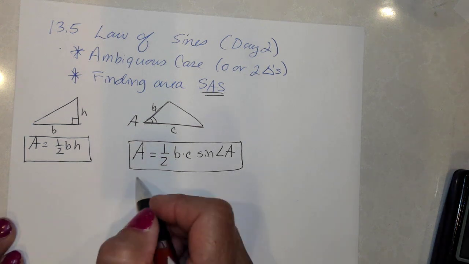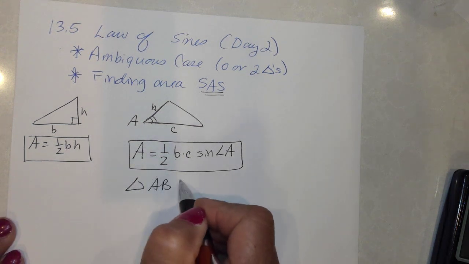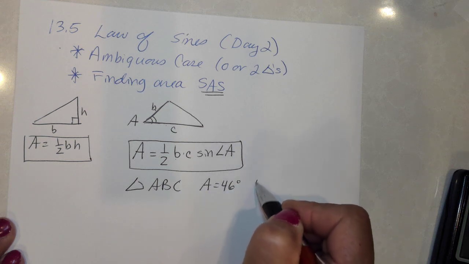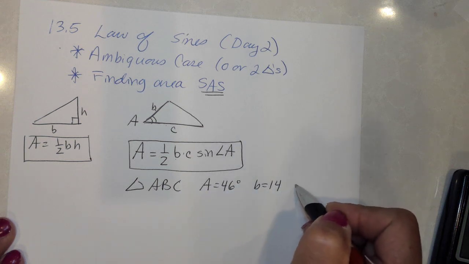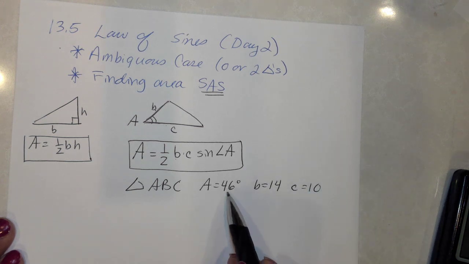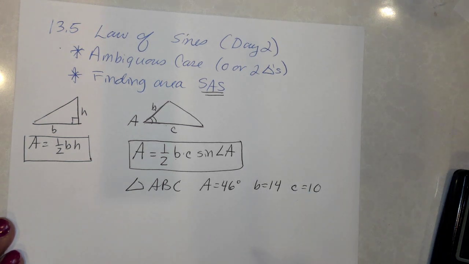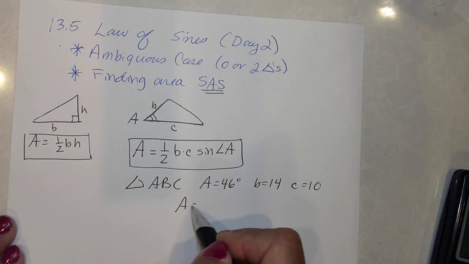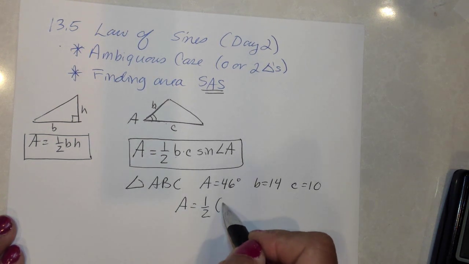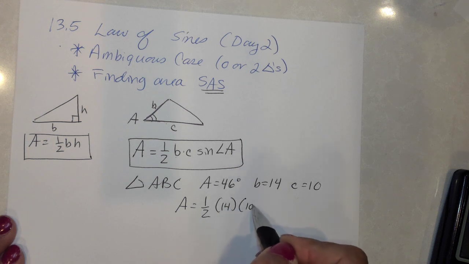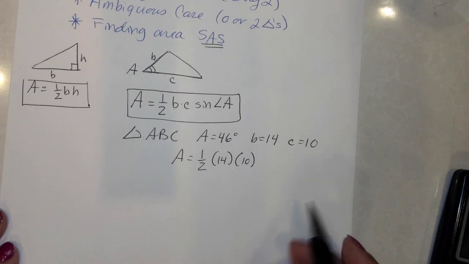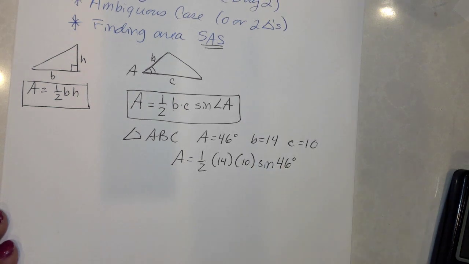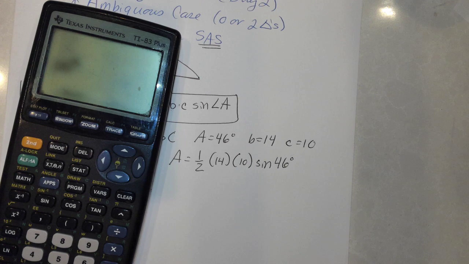So say you were given triangle ABC, and it tells you that A is 46 degrees, and it tells you that b is 14, and it tells you that c is 10. You have one of each letter, A, B, and C, so you're good to go. So you would be able to just go straight through on your calculator. 1/2 times one of the sides times the other side. It really doesn't matter what order they're in. And then times the sine of the angle that you were given. And so that is a straight up calculator process.